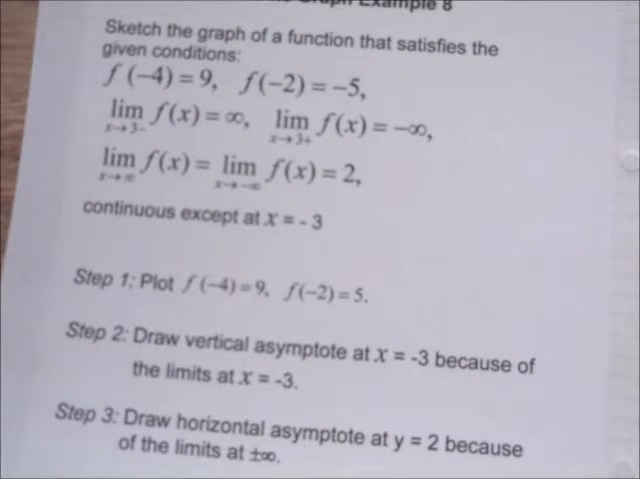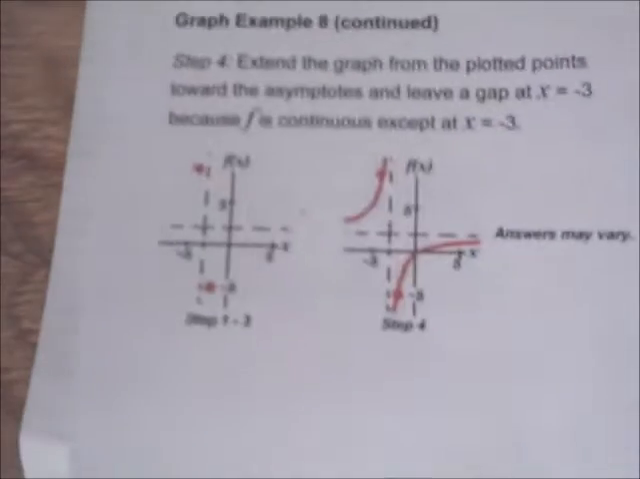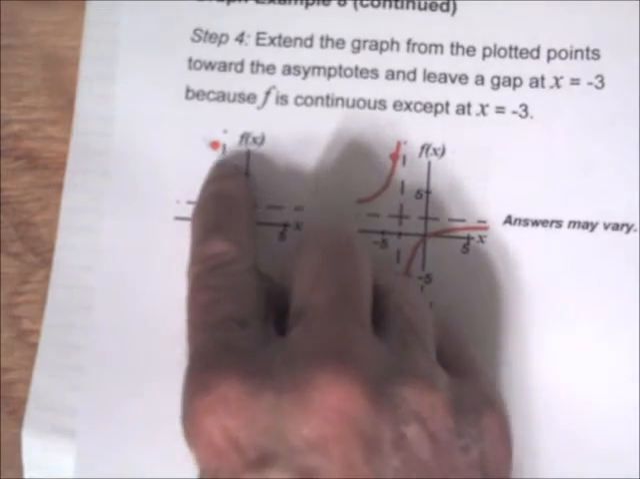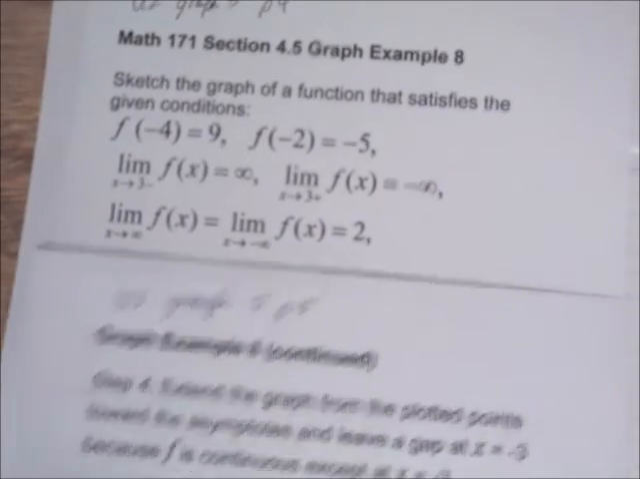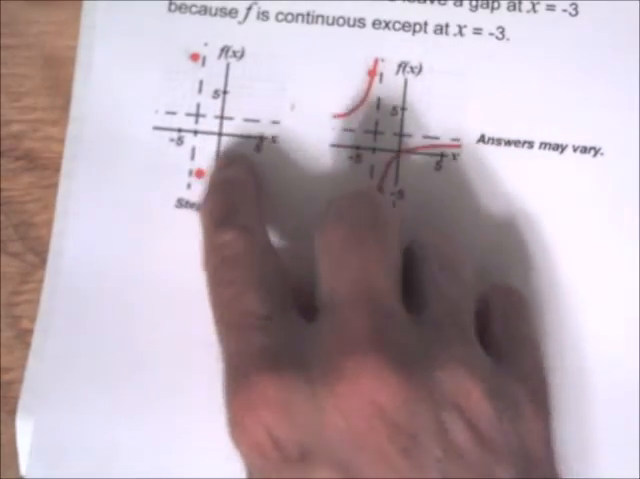F of minus 4 is equal to 9. Okay, so f of minus 4 is 9. Go 4 to the left, up 9. F of minus 2 is minus 5, rather. So go 2 to the left, down 5. You get a point there.